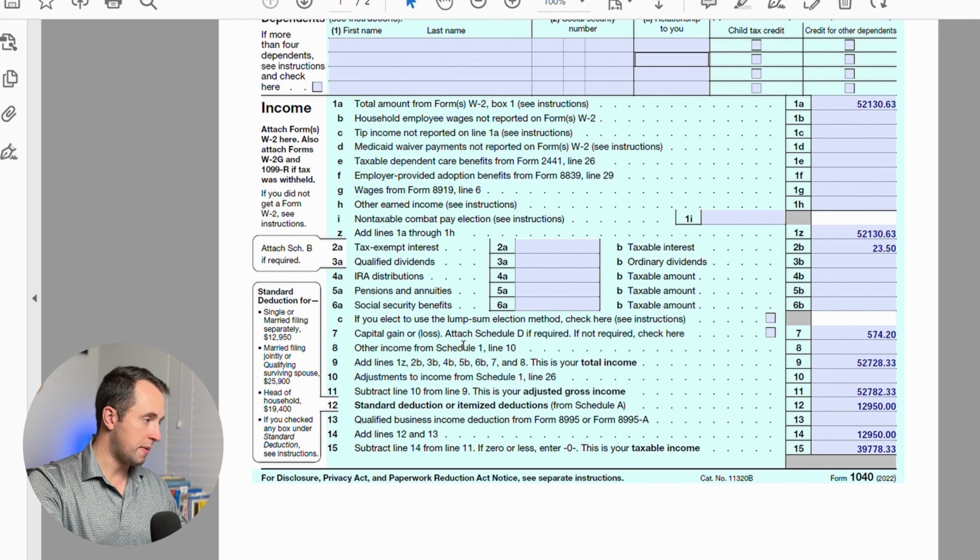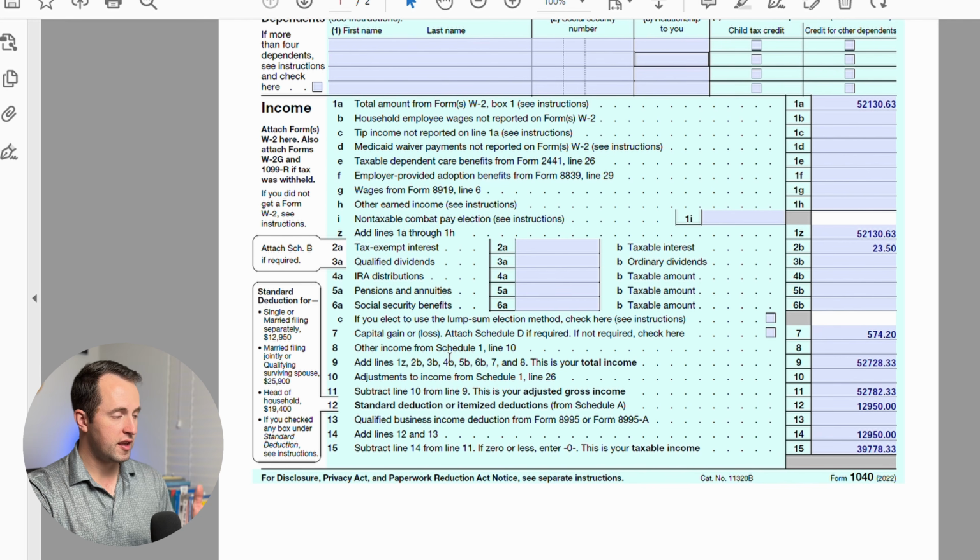Most people aren't going to have to deal with this. So actually skipping back to 9, you're going to be adding lines 1Z, 2B, 3B, 4B, 5B, 6B, 7, and 8. Now, if you didn't have any of this other income, basically what you're going to do is you're going to add this line, and then this line, and this gives you your total income for the previous year, and it's going to be $52,728.33.